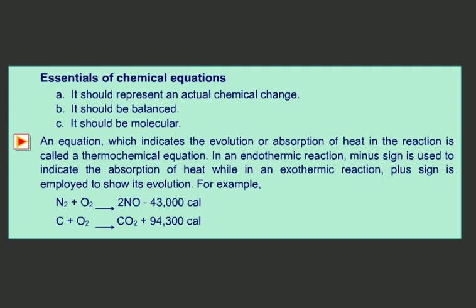An equation which indicates the evolution or absorption of heat in the reaction is called a thermochemical equation. In an endothermic reaction, a minus sign is used to indicate the absorption of heat, while in an exothermic reaction, a plus sign is employed to show its evolution. For example, nitrogen and oxygen combine to form nitrogen oxide. That is, N2 plus O2 is equal to 2NO minus 43,000 calories.